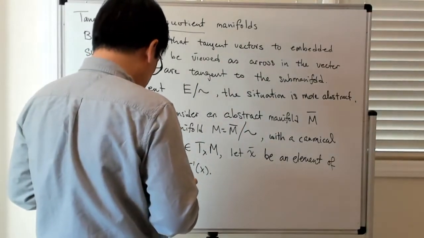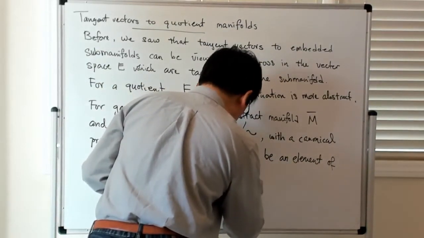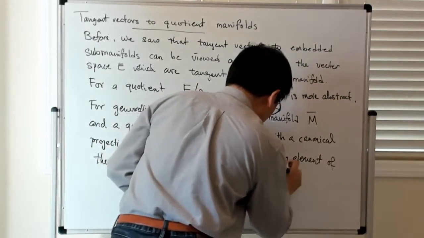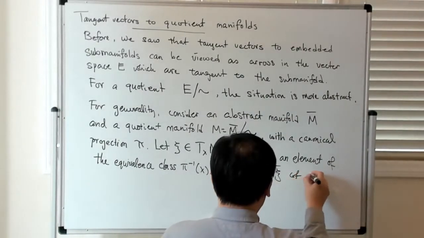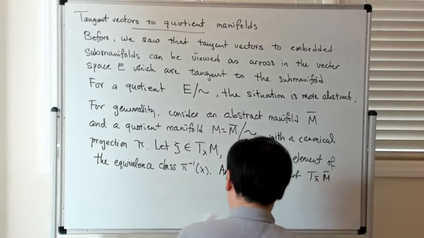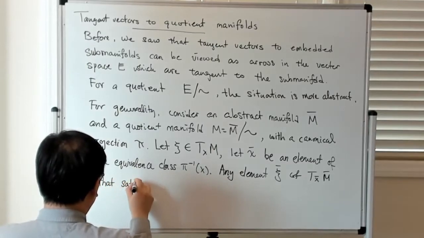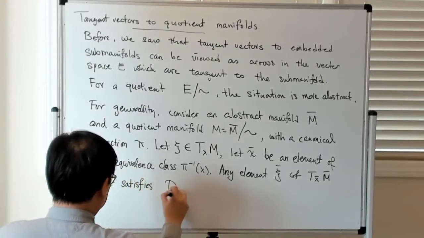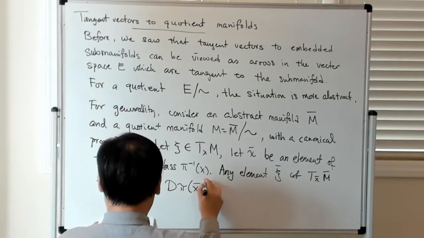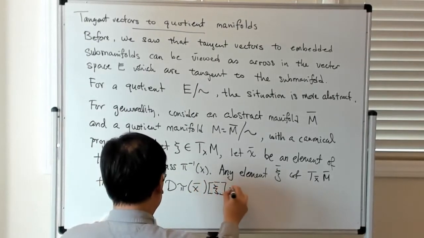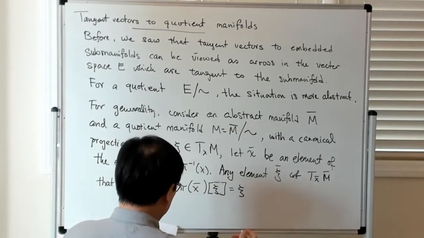All right. So then any element ξ bar of the tangent space at x bar of M bar that satisfies the property that the linearization of the projection at x bar applied to ξ bar is equal to ξ is a representation of ξ.